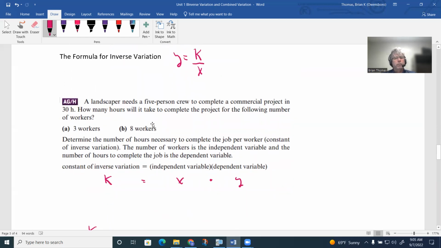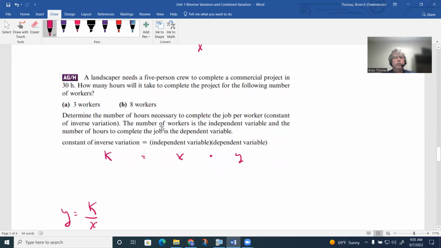So let's see if we can piece this all together. A landscaper needs a 5-person crew to complete a commercial project in 30 hours. How many hours will it take the project for the following number of workers? 3 workers, 8 workers. So we do have a way to find the constant of variation because we have some known facts up there. Notice that the constant of inverse variation is going to be the independent variable times the dependent variable.